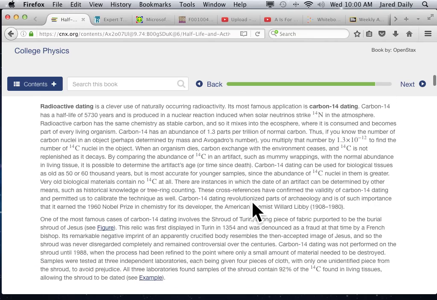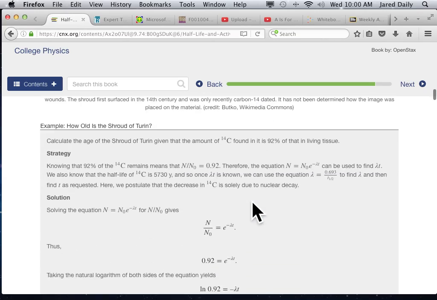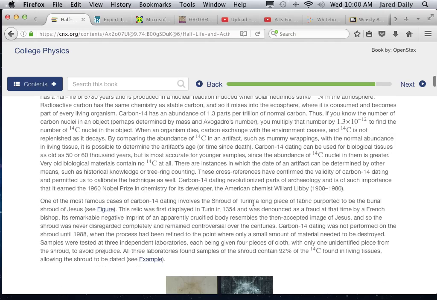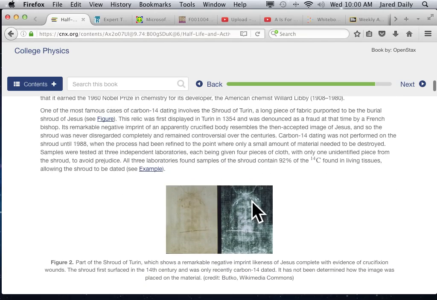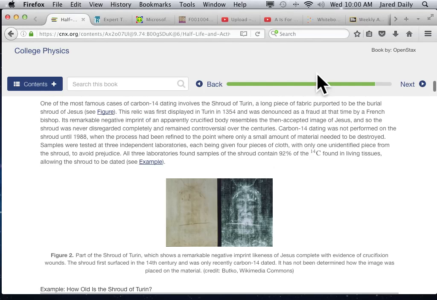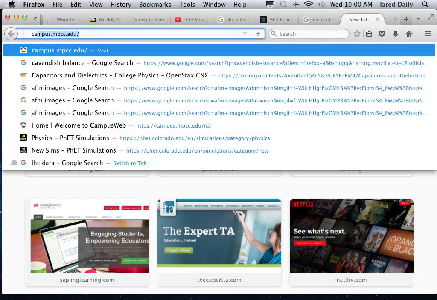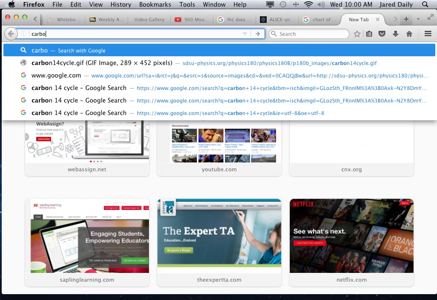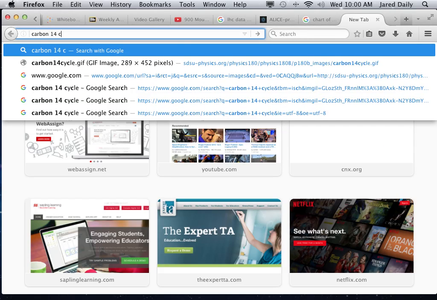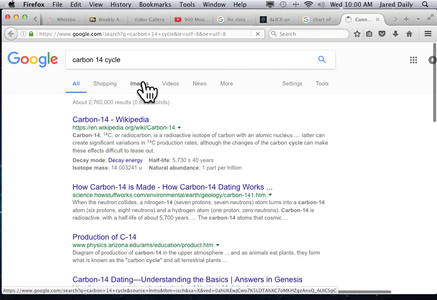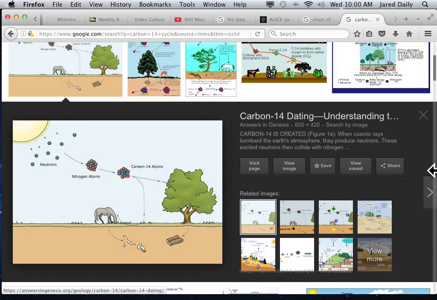So, radioactive dating, or carbon dating as it's often called, carbon-14 dating, uses this to its advantage to calculate how old things are. Let's explain how this works. So here is the carbon-14 cycle.